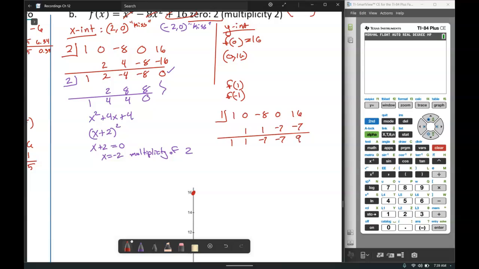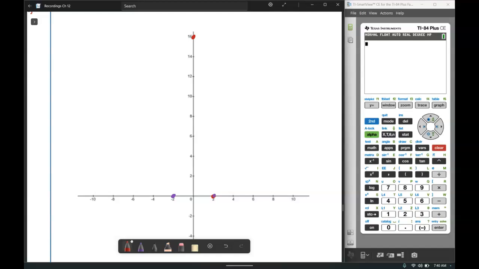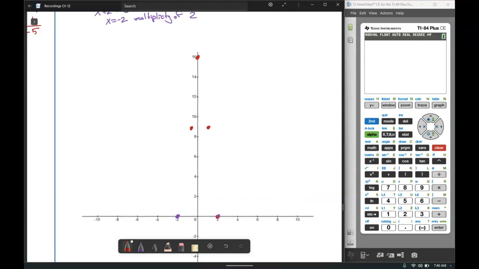And so here we get a point at 9. And then if we do the same thing with -1, the same thing happens, and we get a point at 9. So we have 1, 9, and -1, 9. So we have symmetrical points there. 1, 9, and -1, 9. And so we know our end behavior is going to go up into the left and right on both sides.